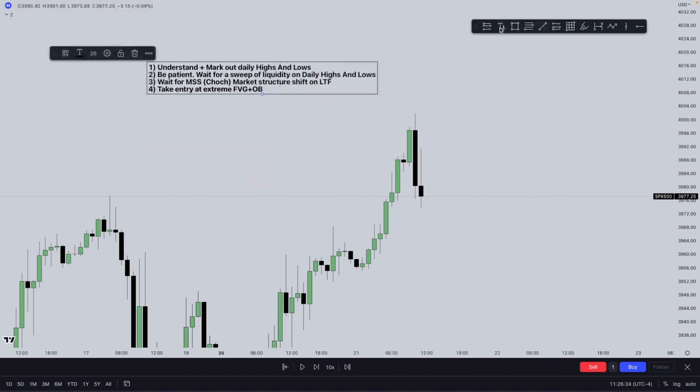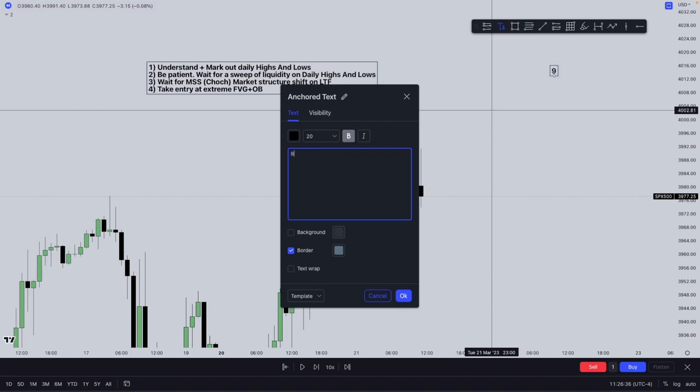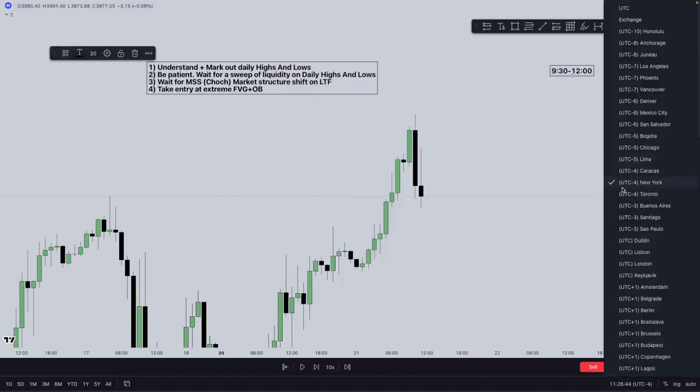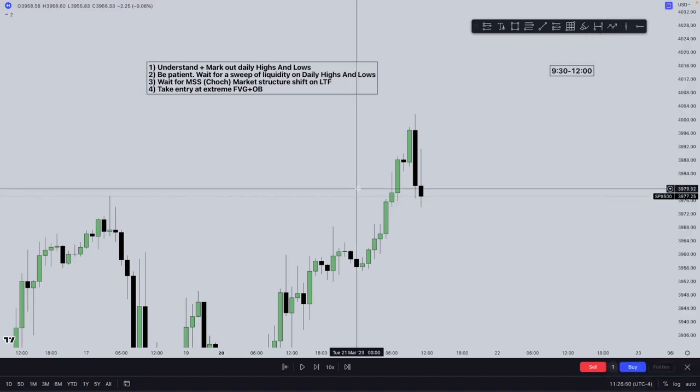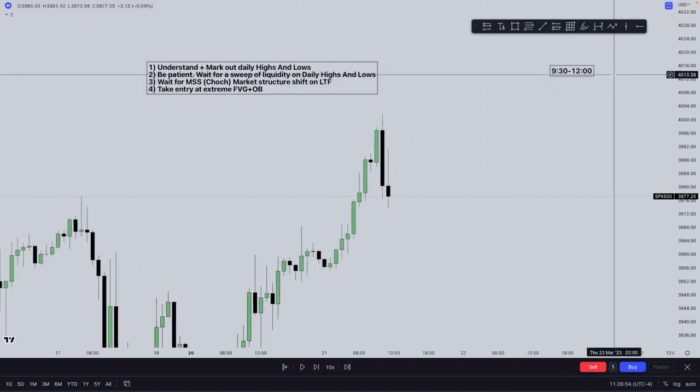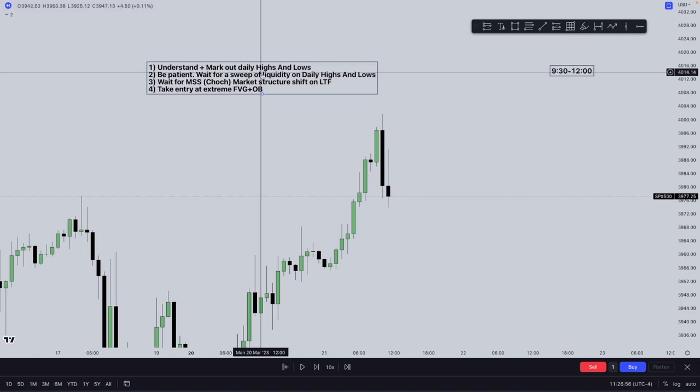So anyway, let me mark out the times which we actually have to only trade the strategy at: 9:30 to 12, and this is also at New York time. It says -4 because the time zones have actually changed, but tomorrow it is actually changing back, so it's going to be -5 again because I live in the UK. But anyway, this is basically it. This is what you need.